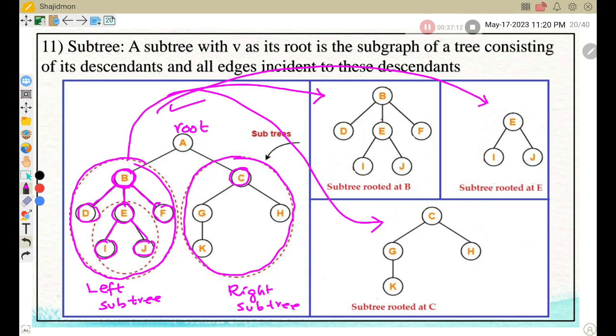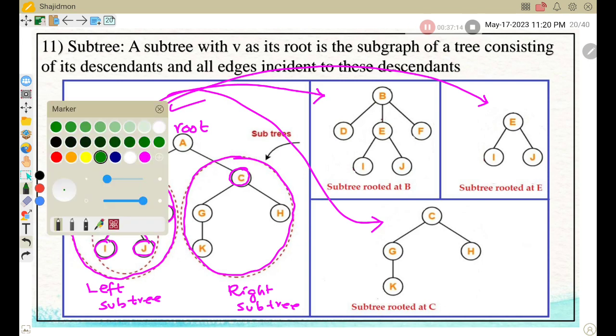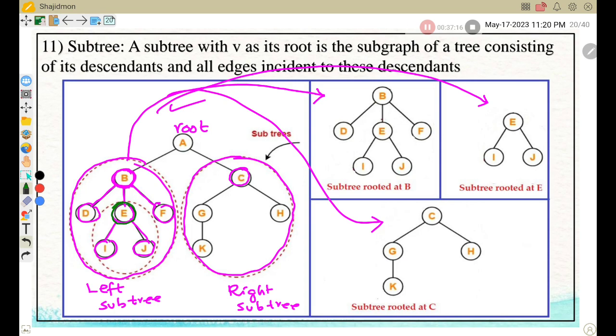For example, if I take the root as E, what is the subtree rooted at E? You only need to draw I, J and all the edges. It is shown here. This is the subtree rooted at E. So whatever root is given, draw every branch going from it. That is the subtree connecting to the main tree. Hope you understood the meaning.